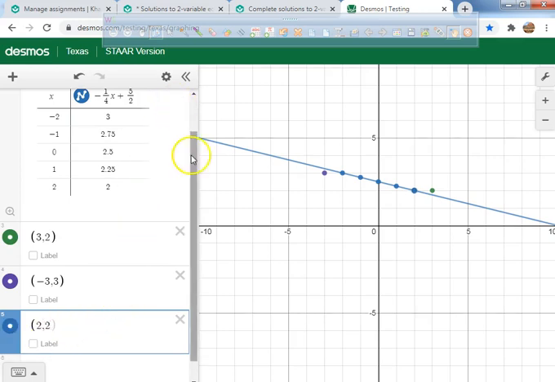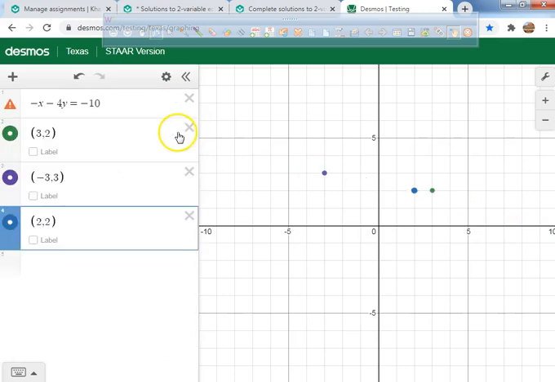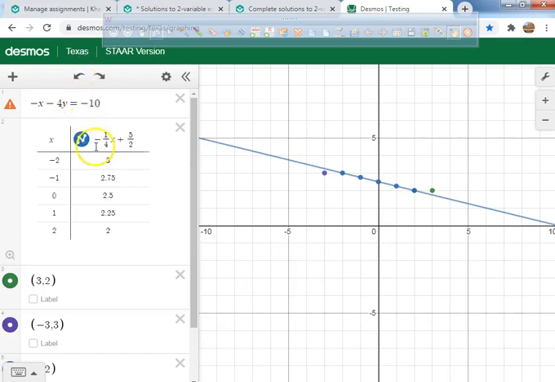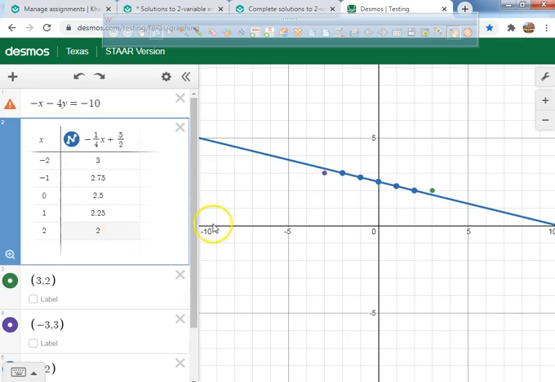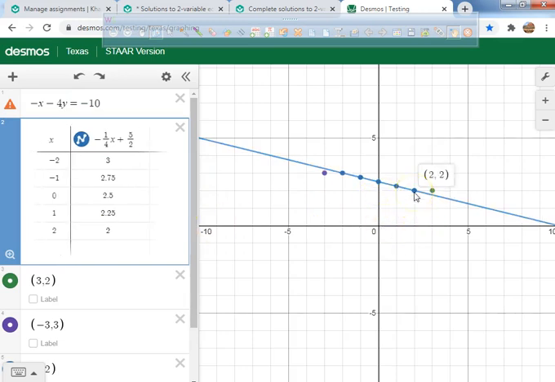All right? So I'll go ahead and just take the table off and rewrite it. Actually, I don't want to take the table off. Let's leave it right there. Hopefully you guys can see that 2, 2, which is right there, is on the line, but these 2 points are not. Okay? So that's all you're doing.